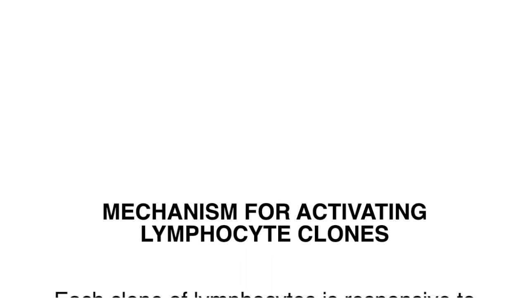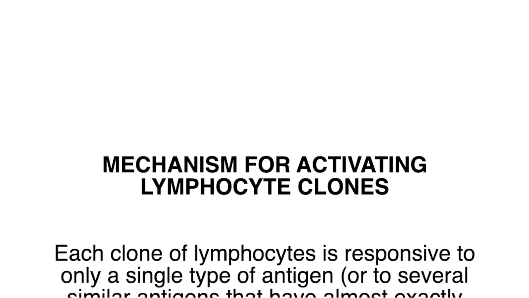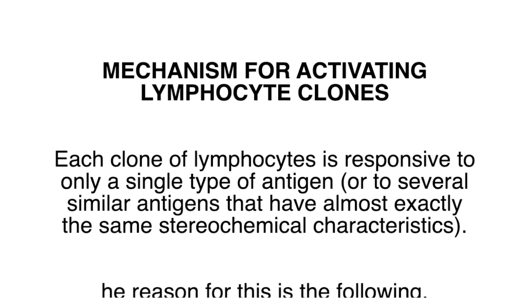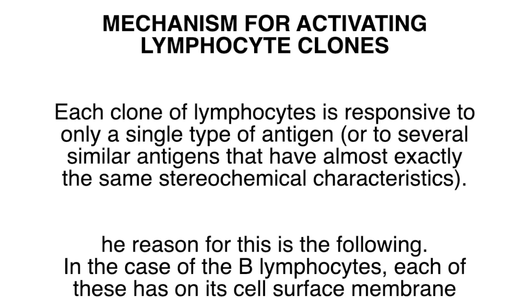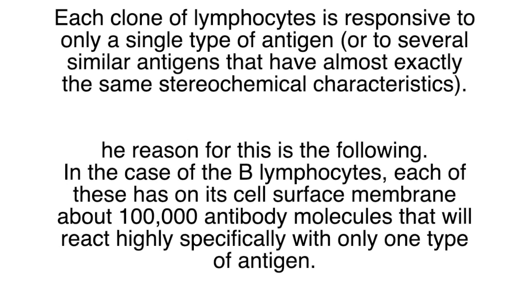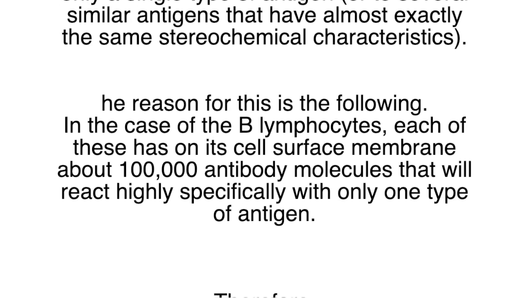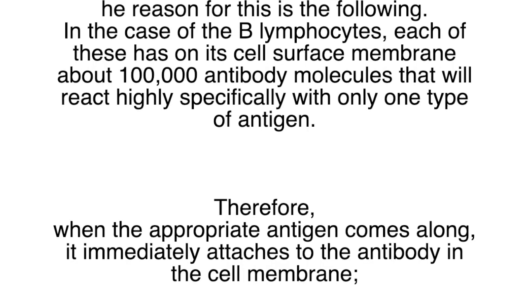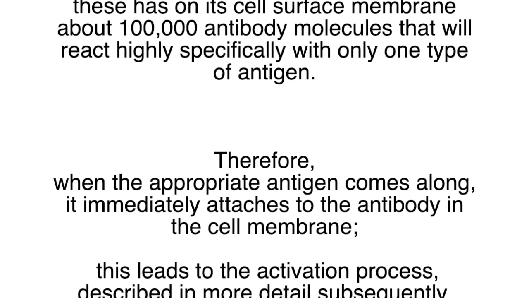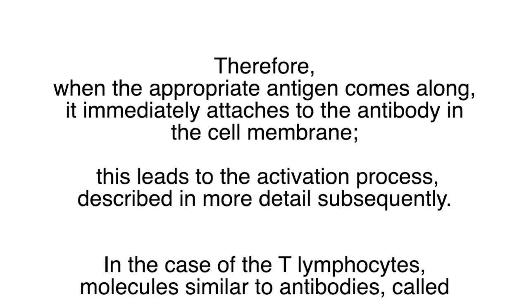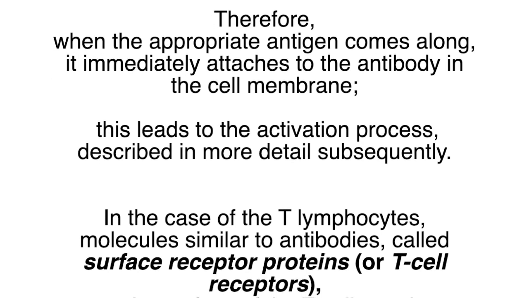Mechanism for activating lymphocyte clones. Each clone of lymphocytes is responsive to only a single type of antigen or to several similar antigens that have almost exactly the same stereochemical characteristics. The reason for this is the following. In the case of the B lymphocytes, each of these has on its cell surface membrane about 100,000 antibody molecules that will react highly specifically with only one type of antigen. Therefore, when the appropriate antigen comes along, it immediately attaches to the antibody in the cell membrane. This leads to the activation process described in more detail subsequently.